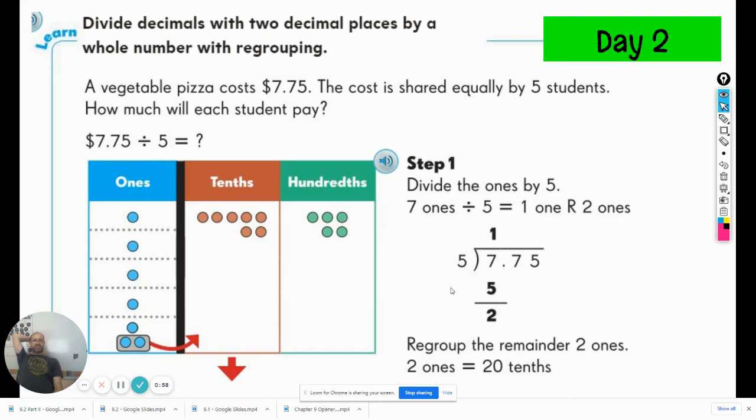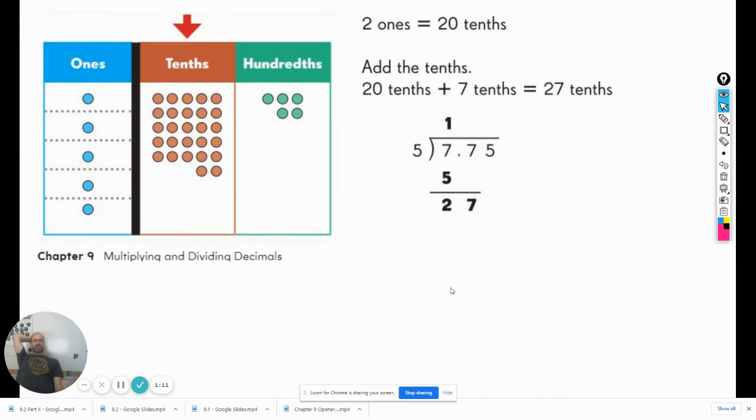Here you can see they're doing 775 divided by 5. You're going to bring that remainder of 2 over. Oh, and you're going to add. They're really making this complicated with the pictures. I'm not dealing with pictures.